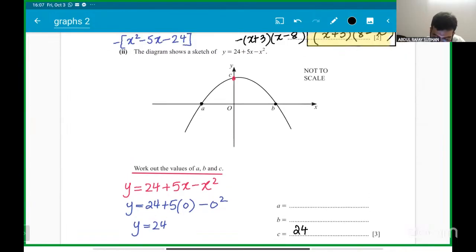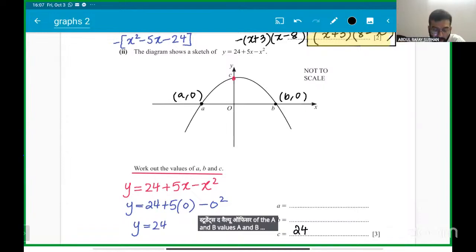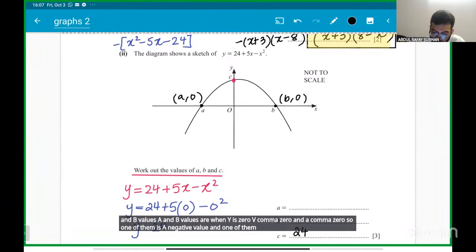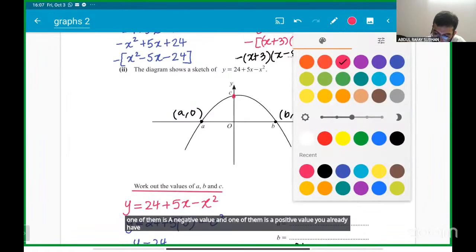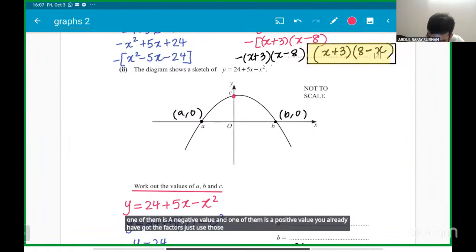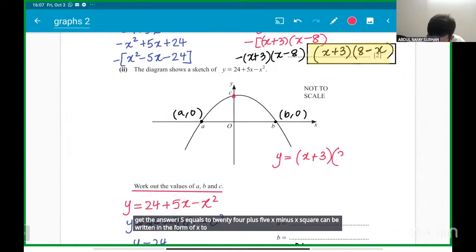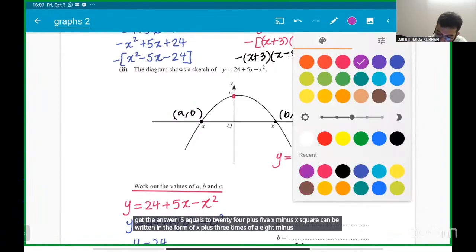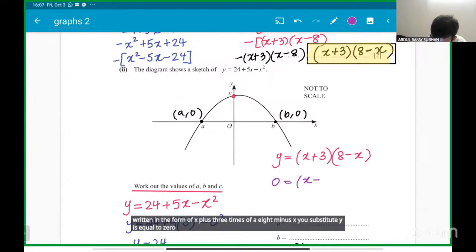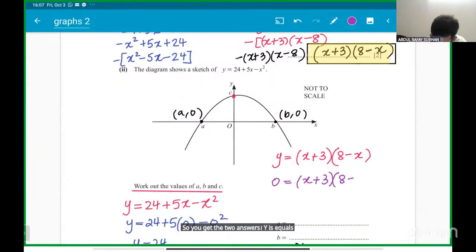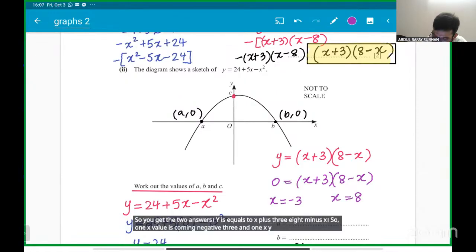And what about the A and B values? The A and B values are when y is 0: B comma 0, and A comma 0. One of them is a negative value and one of them is a positive value. You already have the factors, just use those to get the answer. So y equals 24 plus 5x minus x squared can be written in the form of x plus 3 times 8 minus x. You substitute y equals 0, so one x value is coming negative 3 and one x value will be coming positive 8.